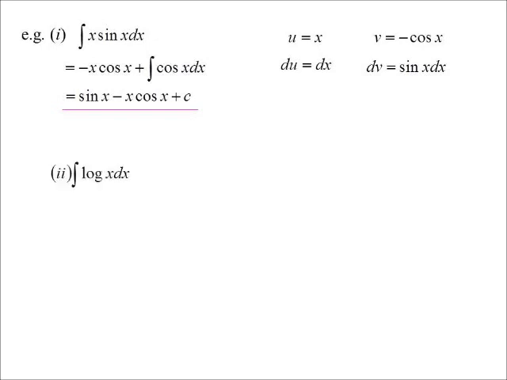Now the integral of log x. You might say, well, hang on, there's only one function there. You might be thinking I don't have two functions multiplied together, but I do. It's just that one of the functions is the number 1. So I've got 1 times log x. Differentiate it so it becomes simpler, and you might think, oh, well, yes, I'll choose 1, because when you differentiate 1, you get 0, which is correct.